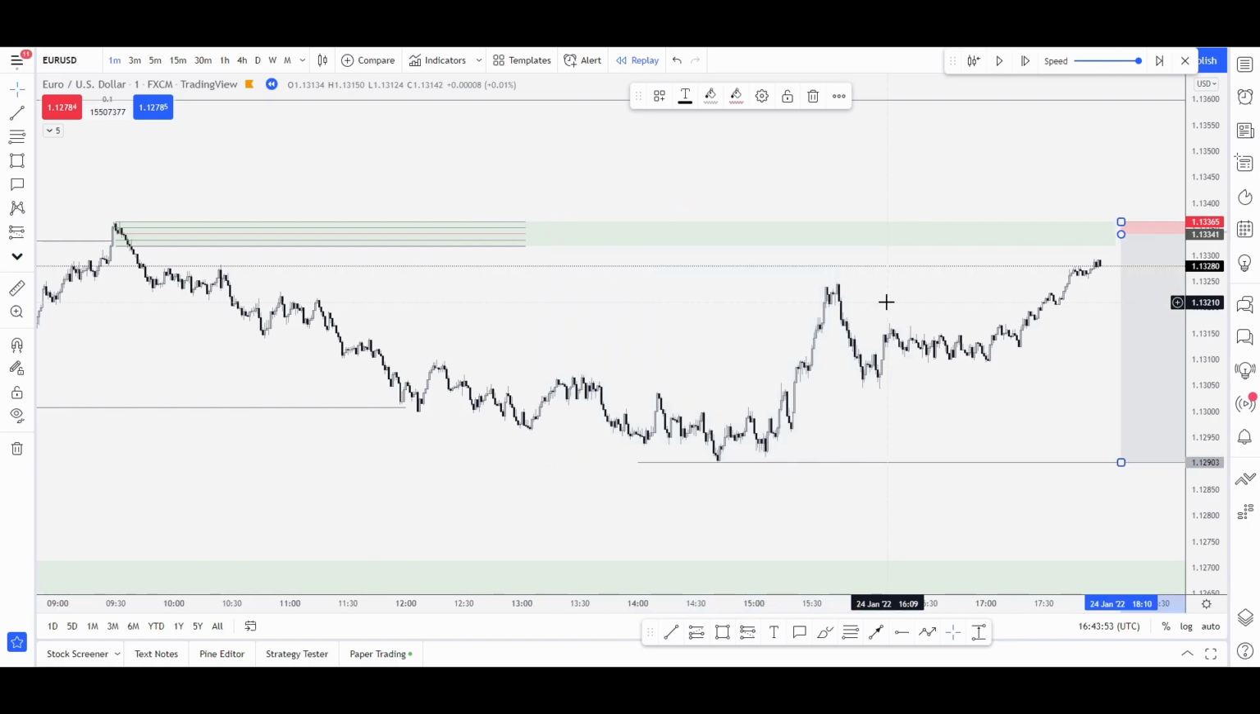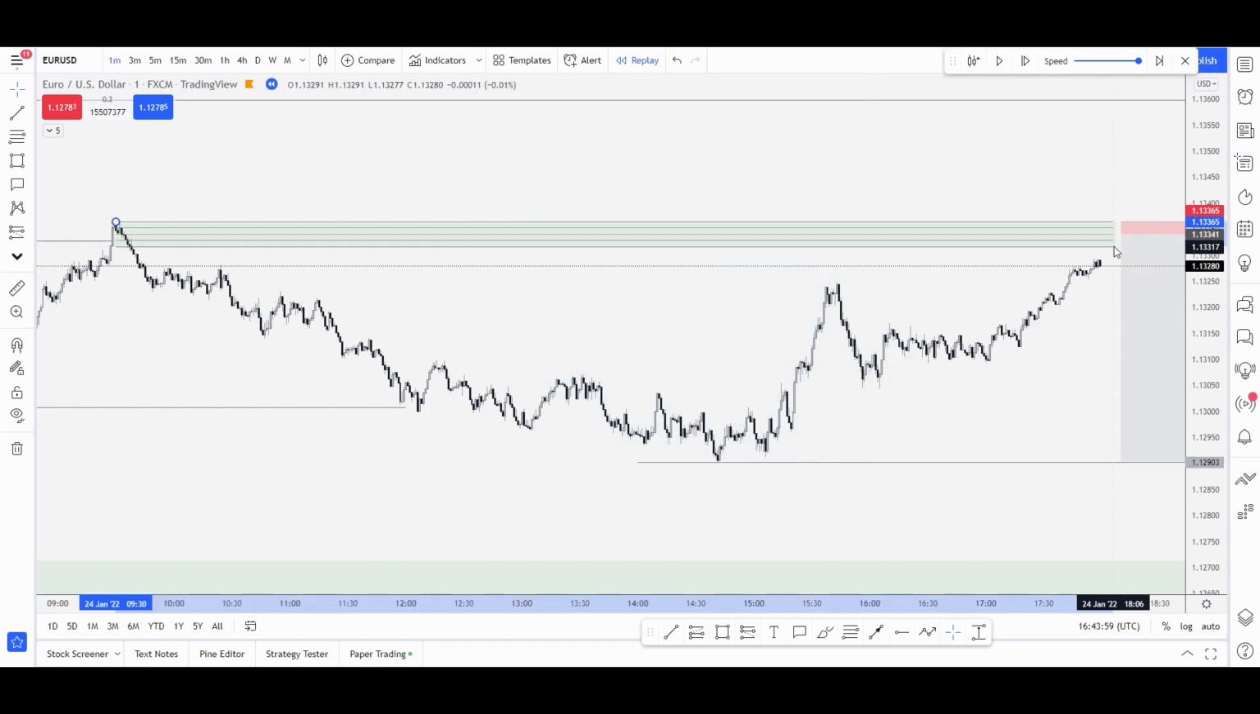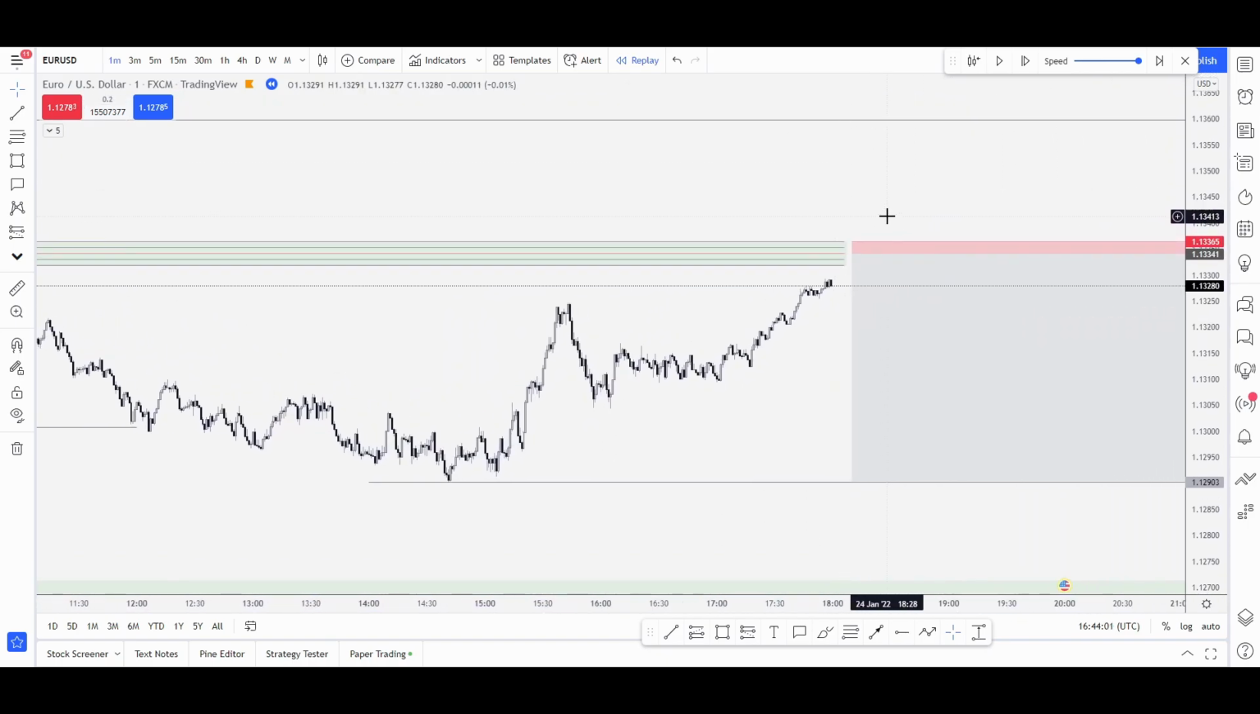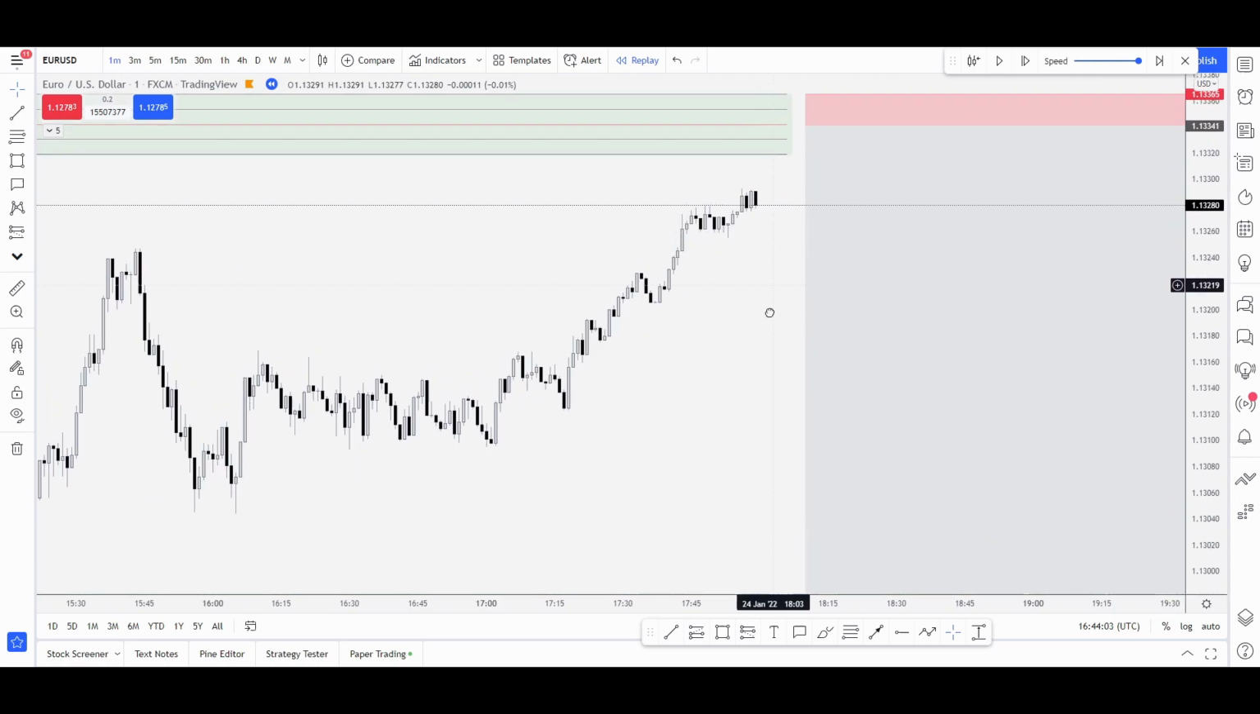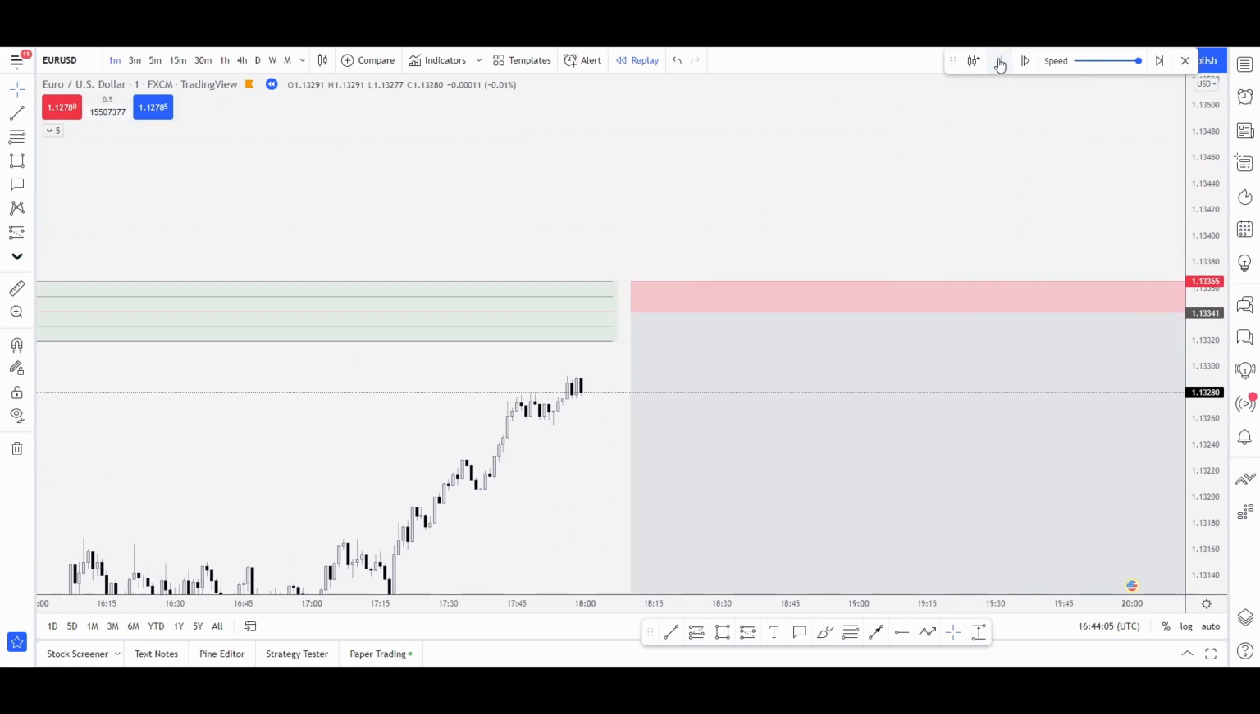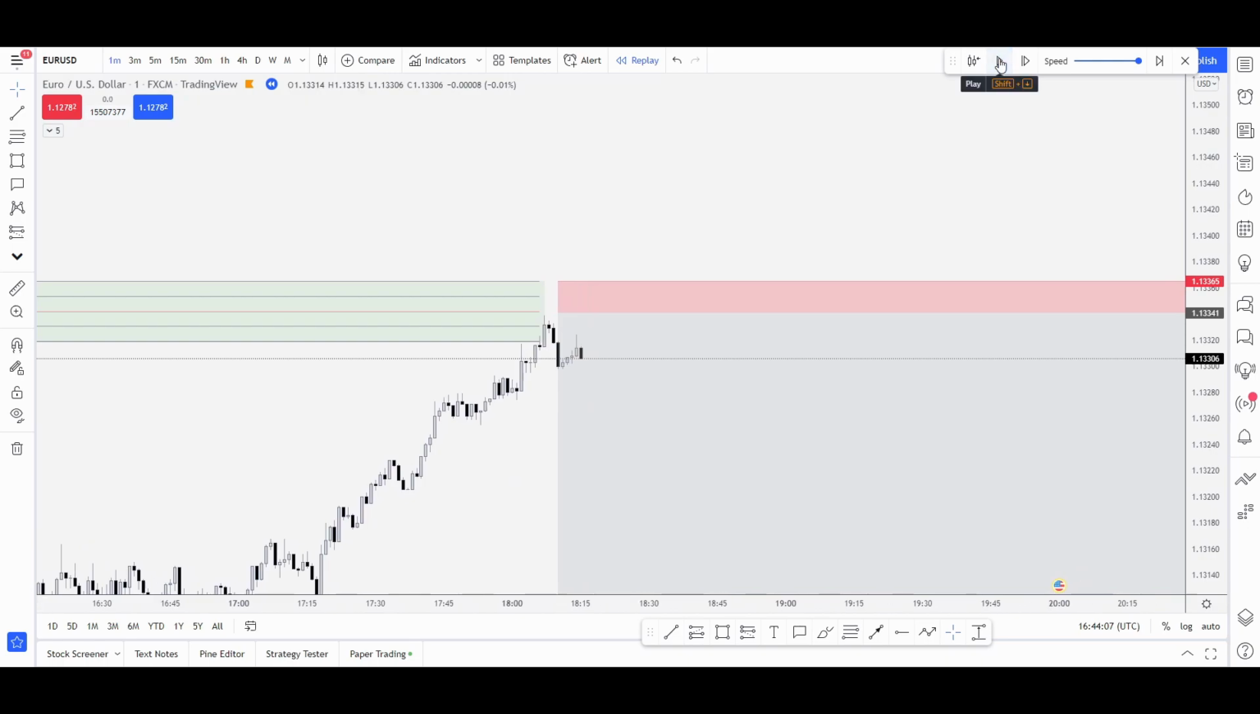slowly but surely. Hopefully we'll see a nice clean entry. It's about there somewhere. Let's zoom in and see how price approaches it.